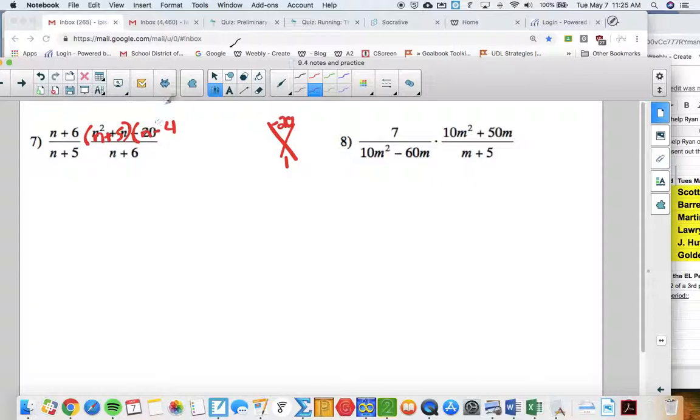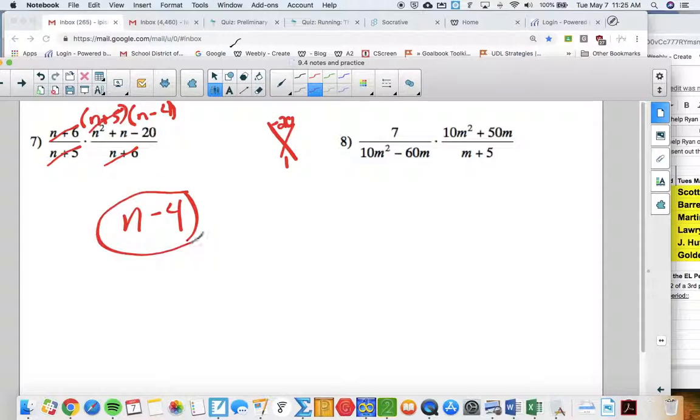So maybe I'll just rewrite that without trying to move it. I'll rewrite that right there. Maybe since that's all I have to factor. If there's a lot you had to factor, you probably should rewrite stuff so it's easier to see. So I have an n plus 6 and an n plus 6, and I have an n plus 5 and an n plus 5 for a factor, so that means I'm just left with n minus 4. That is the answer.